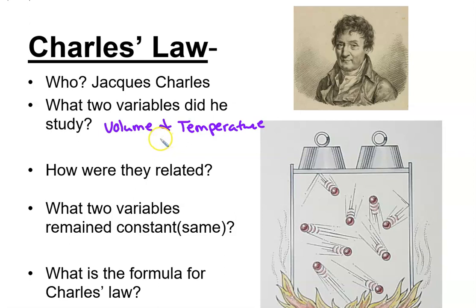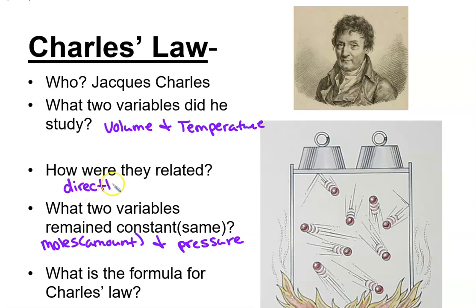Well, if you think of those formulas, the two things he left out were the moles, which are the amount, and the pressure. Those are the things that he didn't change. And so just think about this. If you increase temperature, the molecules are going to move faster. In order to keep the pressure the same, the container would have to expand, so the volume would increase. And so what he noticed is that with these two, they were directly related.